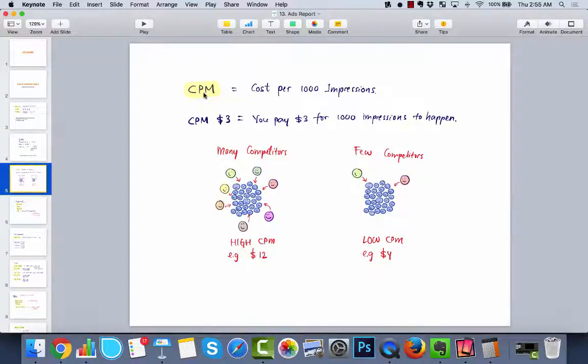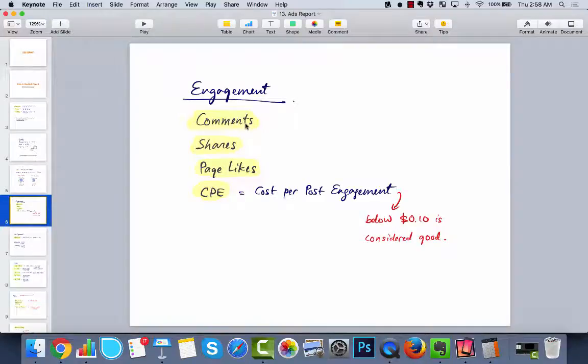The next one, CPM. It stands for cost per 1,000 impressions. CPM shows how much you pay for your ads to be viewed 1,000 times. So for example, a CPM of $3 means that you pay $3 for 1,000 impressions to happen. So what causes CPM to be high or low? When you are targeting an audience where a lot of competitors are targeting the same one, you can expect the CPM to be high. For example, $12 for 1,000 impressions. But if you are targeting an audience where there are few competitors, then you can expect the CPM to be low. For example, $4.